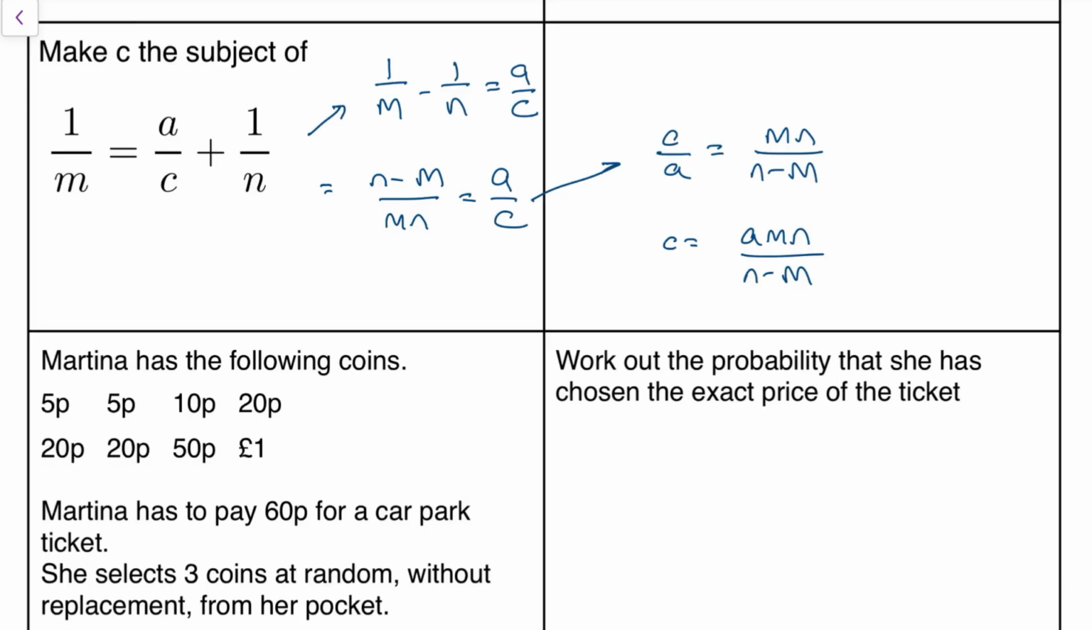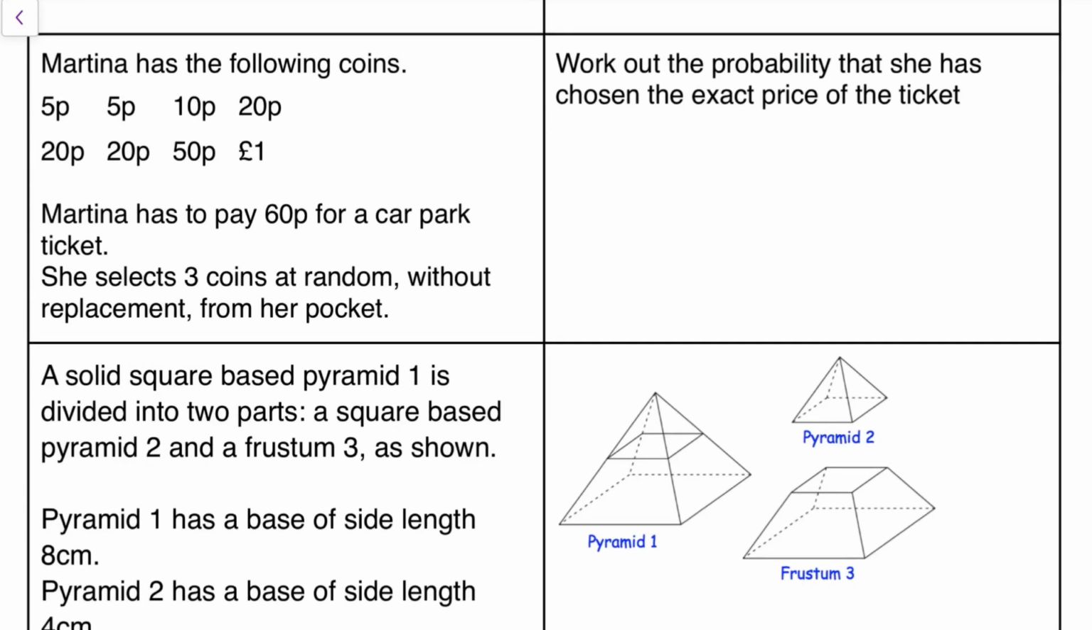Question done. Next question. Martina has the following coins: 5p, 5p, 10p, 20p, etc. Martina wants to pay 60p for a car park. She selects 3 coins at random without replacement, so conditional probability. Work out the probability she has chosen the exact price of the ticket.